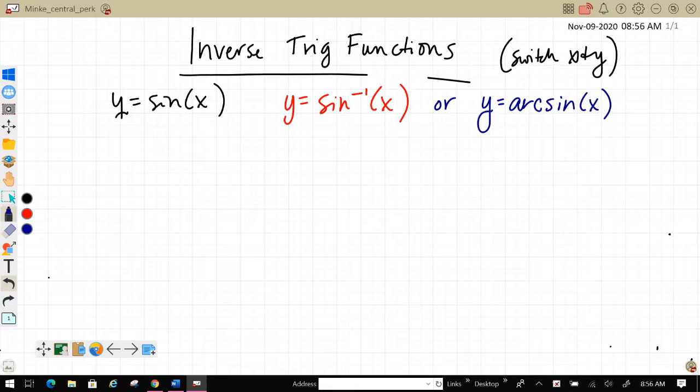So you can write it either way, and you're going to be correct. Just make sure you have that -1 in the correct spot. Make sure it's between the word and the variable, or you'll see me calling it an arc sine instead. But they mean the same thing.